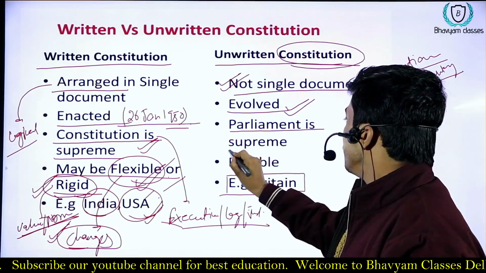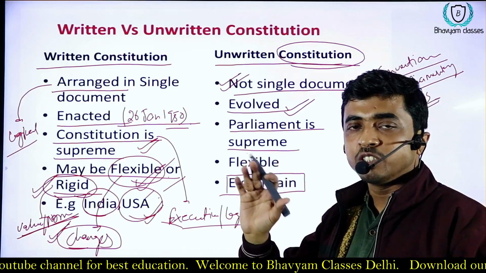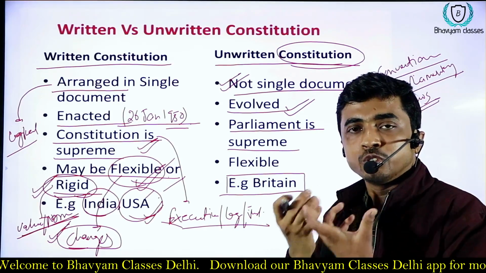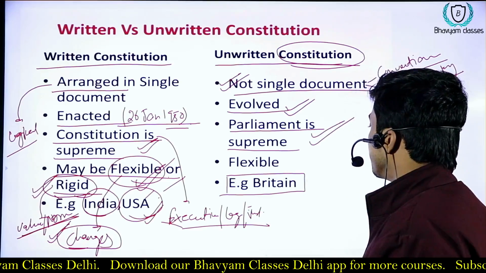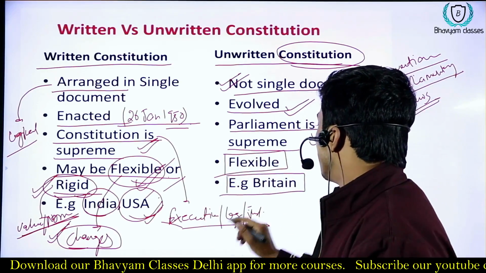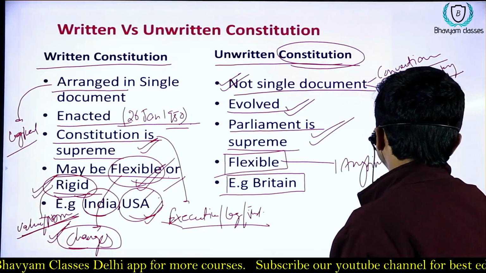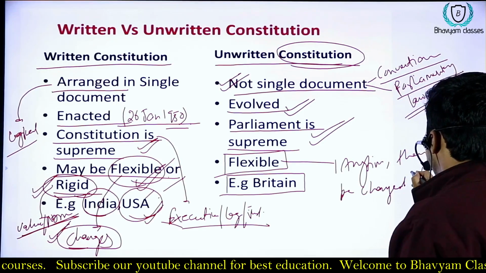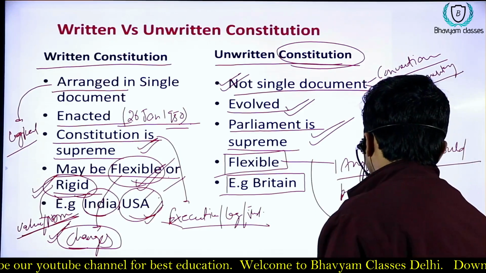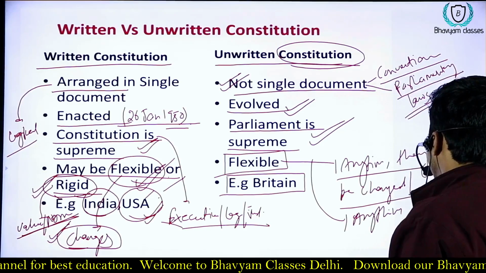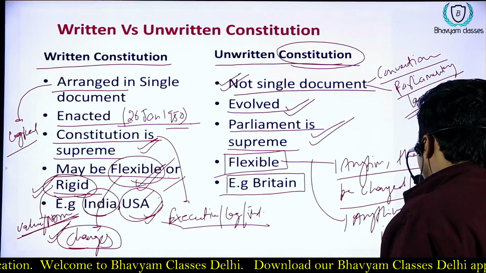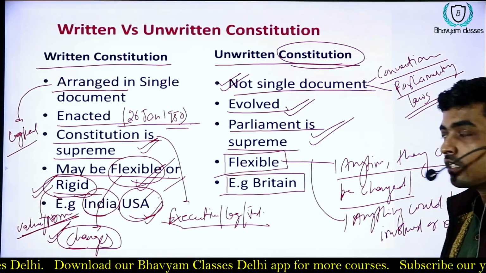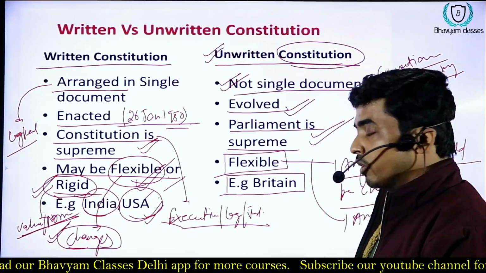Apart from that, parliament is supreme. That means constitution is not supreme. Parliament will define what the constitution is; the constitution will not define what parliament should do. That is the whole idea about an unwritten constitution, and it is always flexible, since anytime it could be changed. Anything could be included in or excluded from the constitution. So that's how an unwritten constitution works.